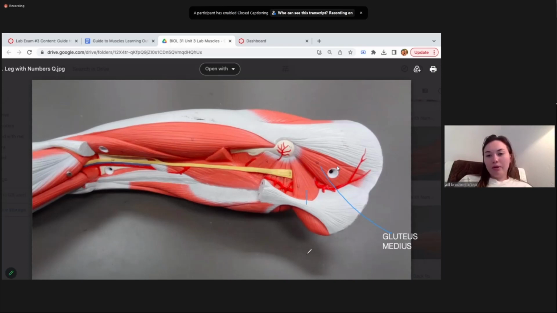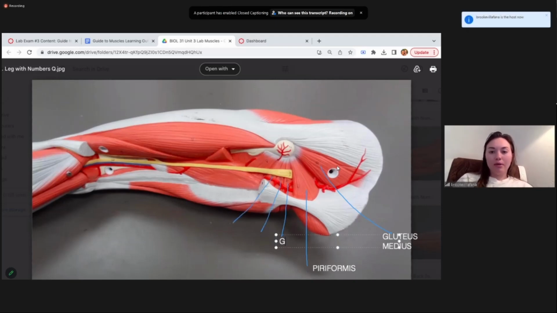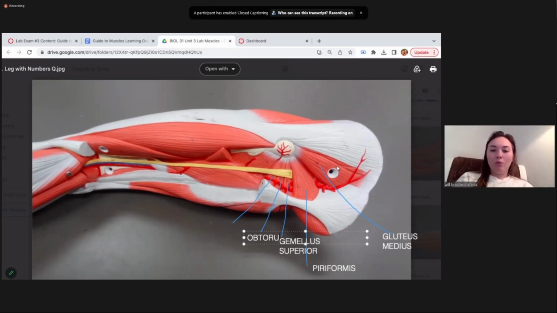We have piriformis. I believe this is, let me check. Piriformis, gemellus superior, right here. Obturator internus and gemellus inferior. You probably likely started here. Gemellus superior, obturator internus. You could think of it as internal, or the one wedged in between. Obturator internus. And then the last one, gemellus inferior.